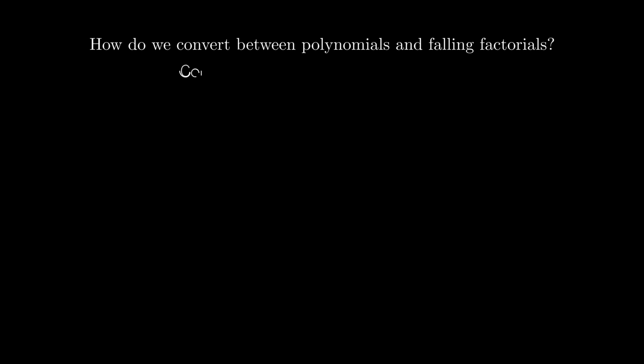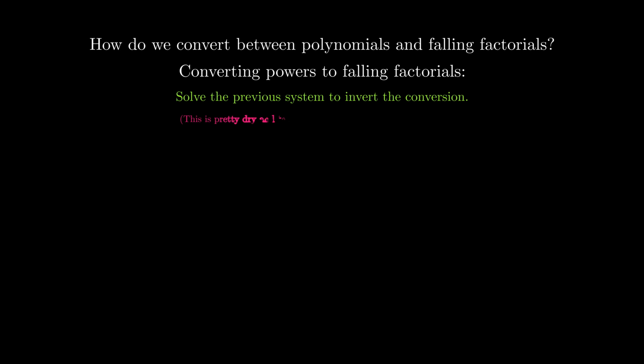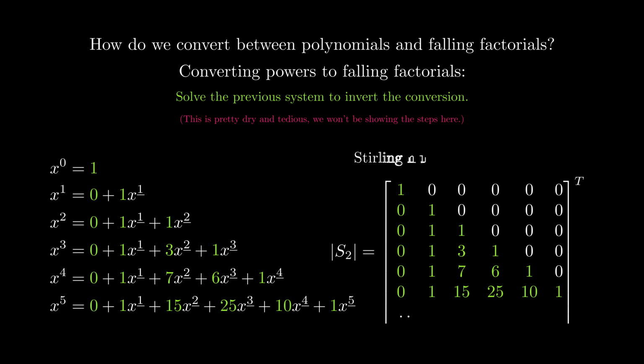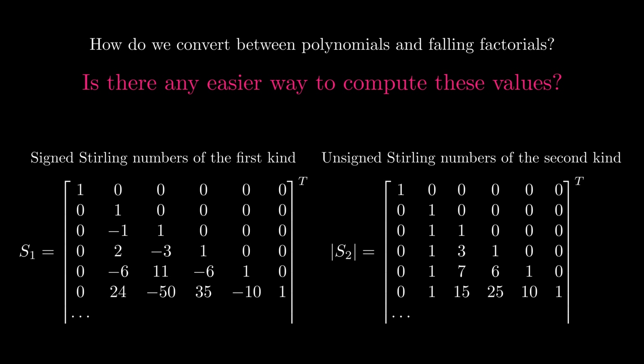We eventually need the inverse too, as we also need to know how to convert falling factorials back into powers. Finding the inverse is trickier, as it would require you to solve a system of equations, but would give us the other set, Stirling numbers of the second kind. Since all of the values here are positive, we call these unsigned Stirling numbers of the second kind. But is there an easier way to find these values?